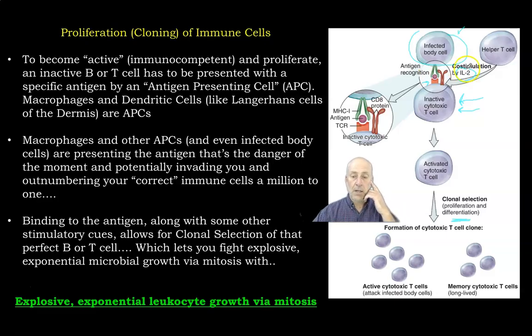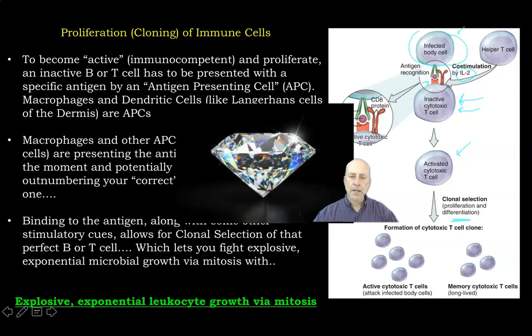You got to go head to head, which means you have to make this cytotoxic T cell that's now activated by binding and co-stimulation. Now you got to make billions of copies of it. Or if this is a B cell, you need to make billions of copies of it too. Okay? And how can I explain this to you?